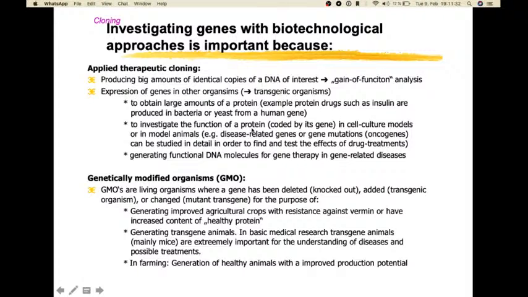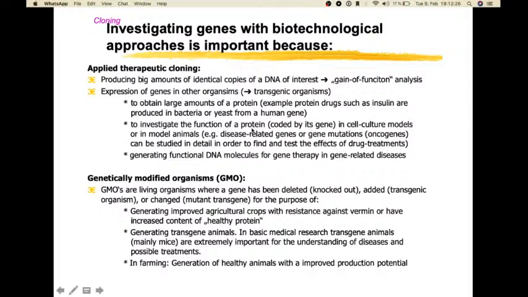So cloning, now we're going to deal a little bit with the cloning part here: investigating genes with biotechnological approaches. In this, we apply therapeutic cloning. First, we select the identical copies of the DNA of interest, that is the gain of function that we want to look for. Then we express that in another organism or transgenic organisms. In order to do so, we obtain a large amount of protein, such as insulin, from bacteria or yeast, from a human gene. Then we investigate the function of the protein in cell culture models and in animal models, to test the effects of various gene mutations or drug treatments. We can also generate functional DNA molecules for gene therapy in gene-related diseases.